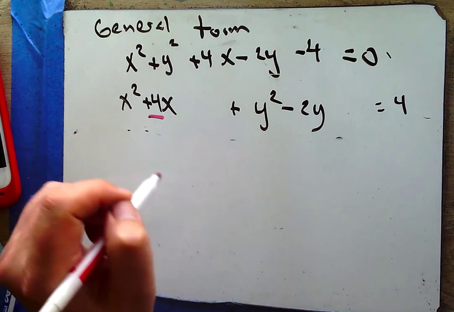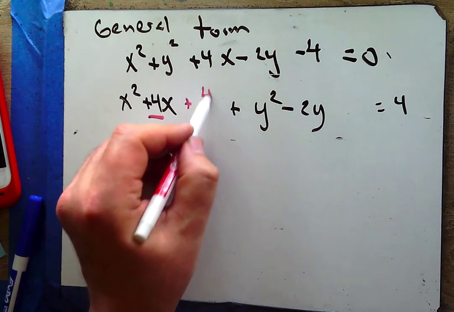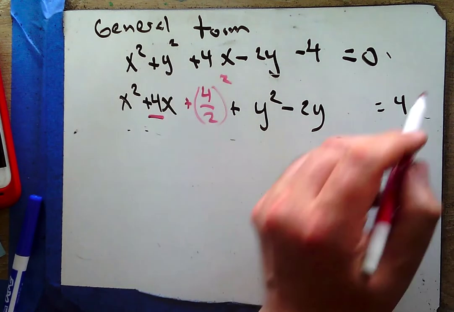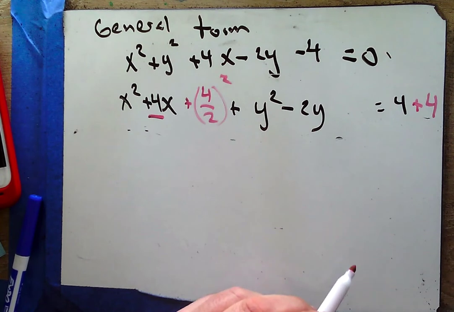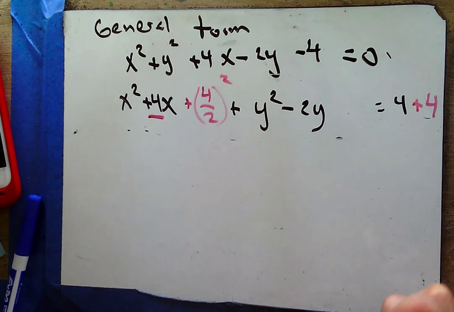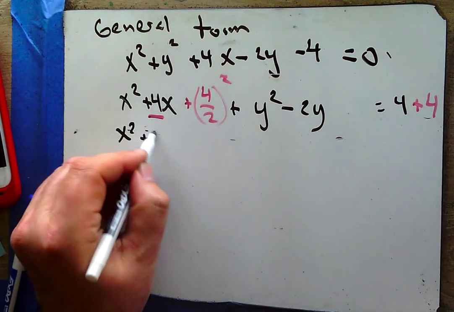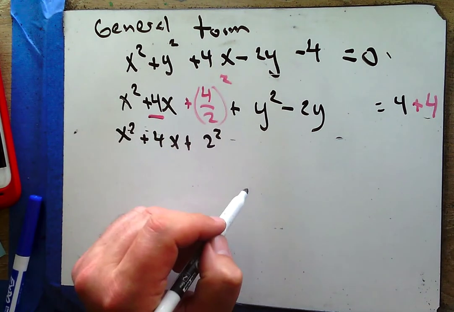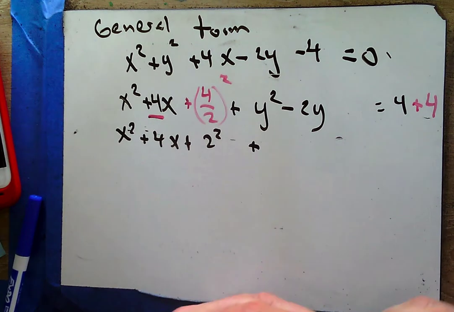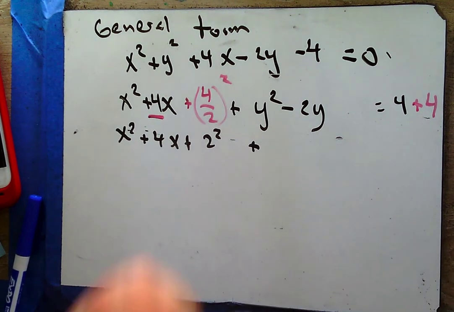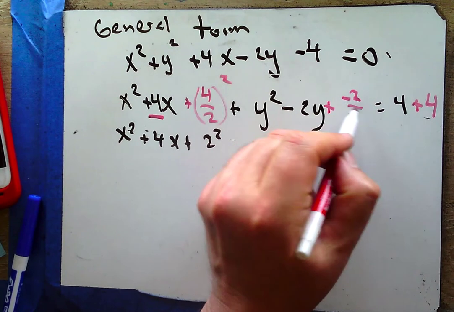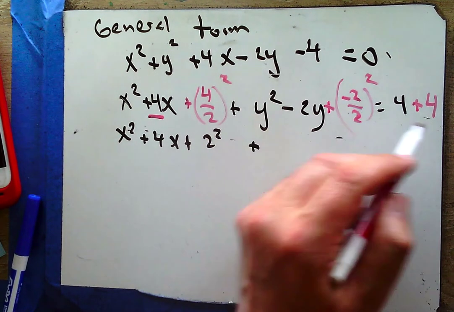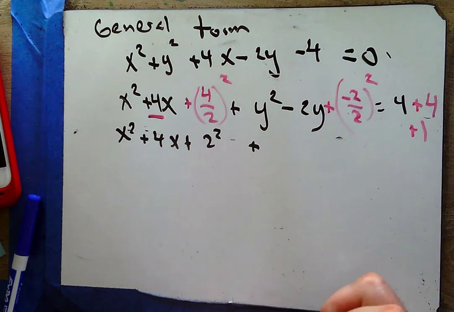here's my b value for x's. So I want to add that number divided by 2 squared. If I add it to one side of the equation, I have to add it to the other side of the equation. Okay? So now I've got x squared plus 4x plus 2 squared. Okay? And then here, that's my b value. And so I want to add negative 2 over 2 squared.